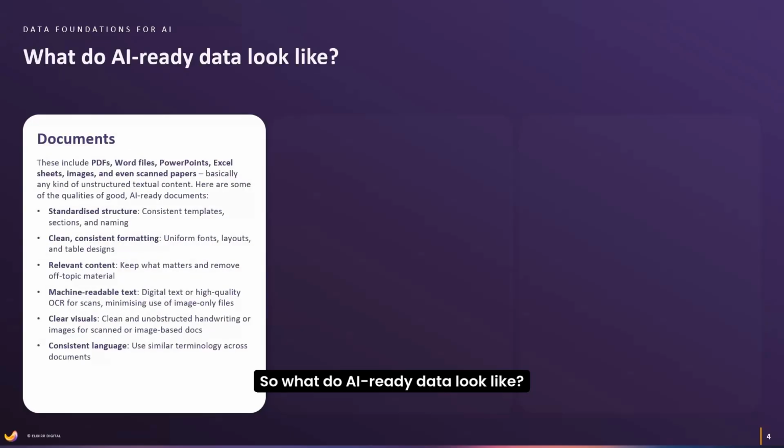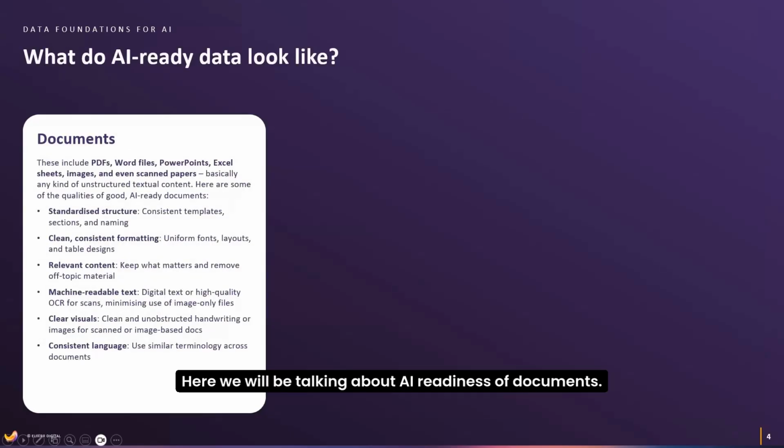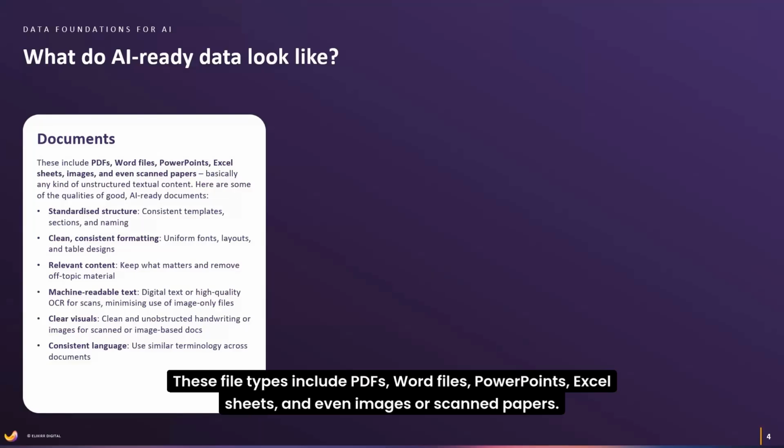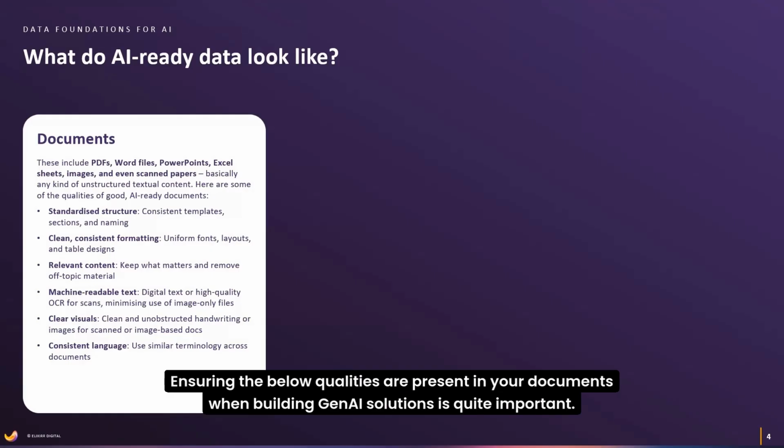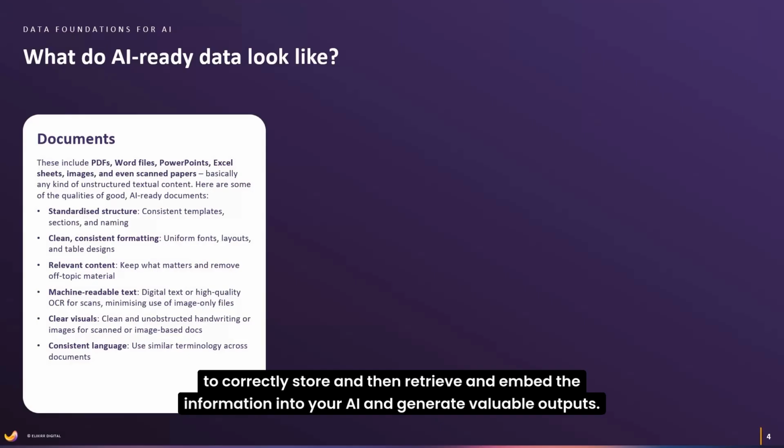So what does AI-ready data look like? Here we will be talking about AI readiness of documents. These file types include PDFs, Word files, PowerPoints, Excel sheets, and even images or scanned papers. So basically any kind of unstructured textual content. Ensuring the below qualities are present in your documents when building GenAI solutions is quite important to correctly store and then retrieve and embed the information into your AI and generate valuable outputs.